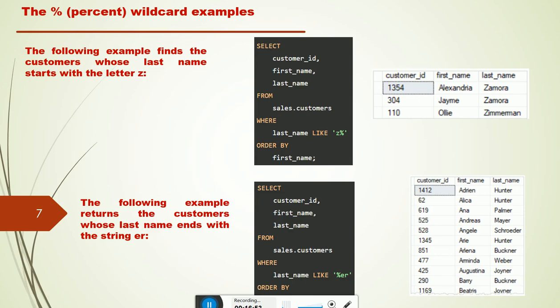I hope it is clear to everyone. The percent sign is the wildcard character we can use to represent multiple characters. Now we will move to the next slide.